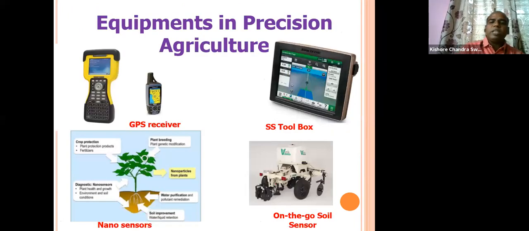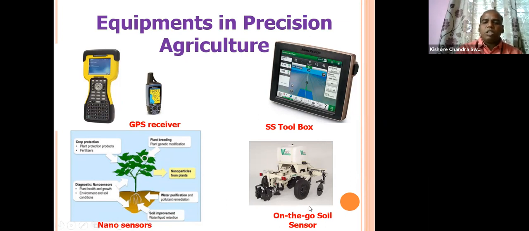And we talk about different equipment we are using for precision agriculture. We have GPS receiver, as I discussed already. Then we have different types of sensors that tell whether, if you give the crop inputs, they are going to the leaves, whether they are accepted by the plant. So using different nano sensors, we can know exactly that this input has reached the plant and is used by the plant.